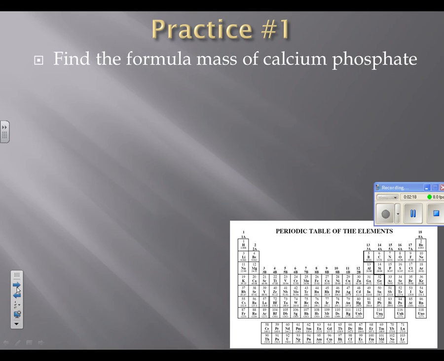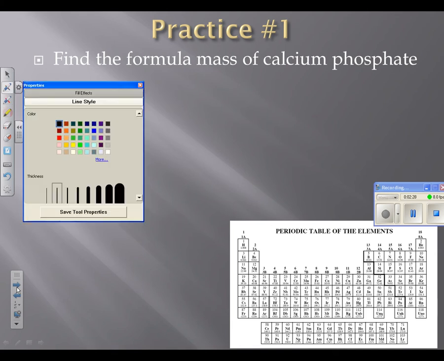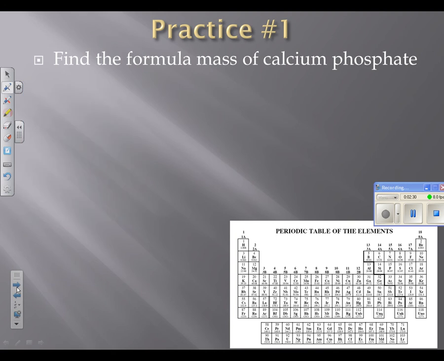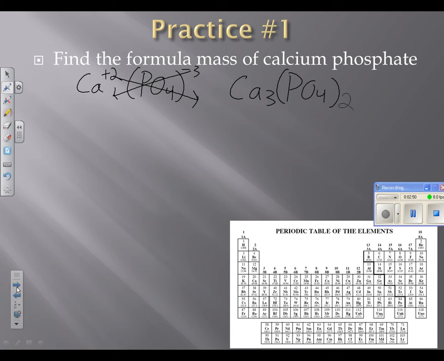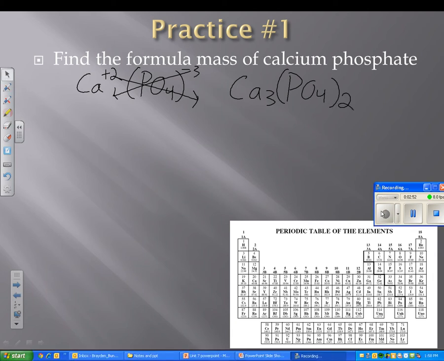So find the formula mass for calcium phosphate. Okay, so calcium phosphate, just for a little refresher, Ca has a +2 charge, phosphate, and the whole thing has a -3 charge. So remember, you crisscross those charges, you get Ca3(PO4)2. So there's our step one.